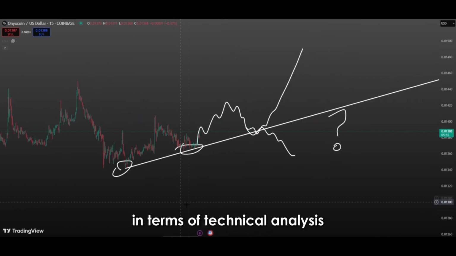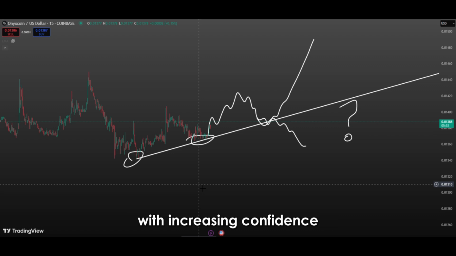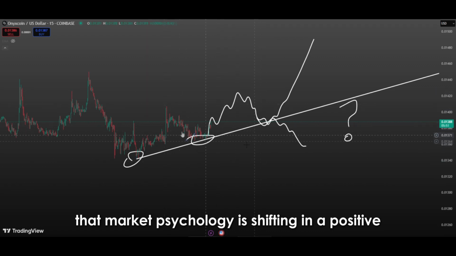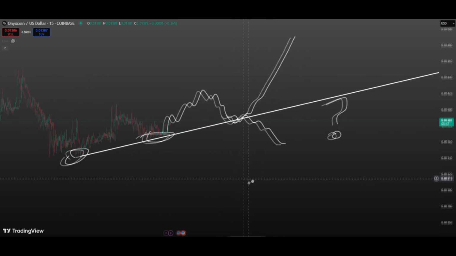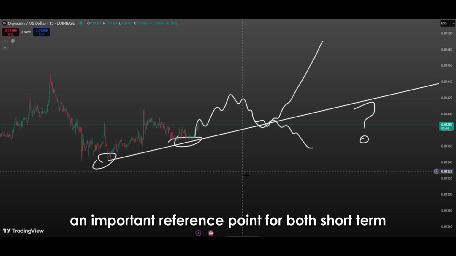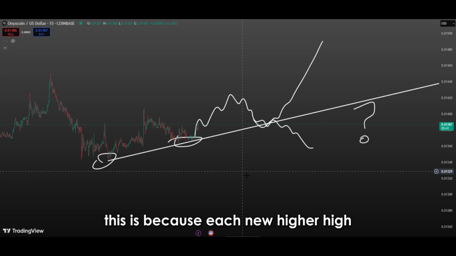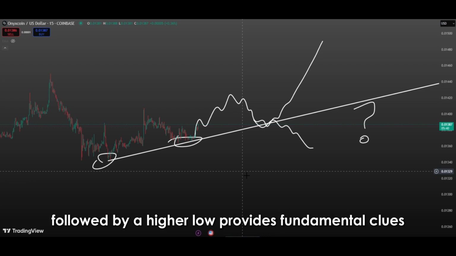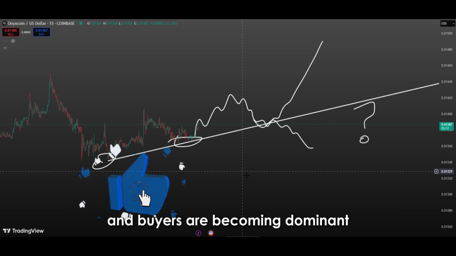In terms of technical analysis, such formations generate strong signals that investors are buying with increasing confidence, that market psychology is shifting in a positive direction, and that the price is starting to move in an upward channel. In technical terms, this newly formed uptrend provides an important reference point for both short-term and medium-term buyers. This is because each new higher high followed by a higher low provides fundamental clues that sellers are losing their influence in the market and buyers are becoming dominant.